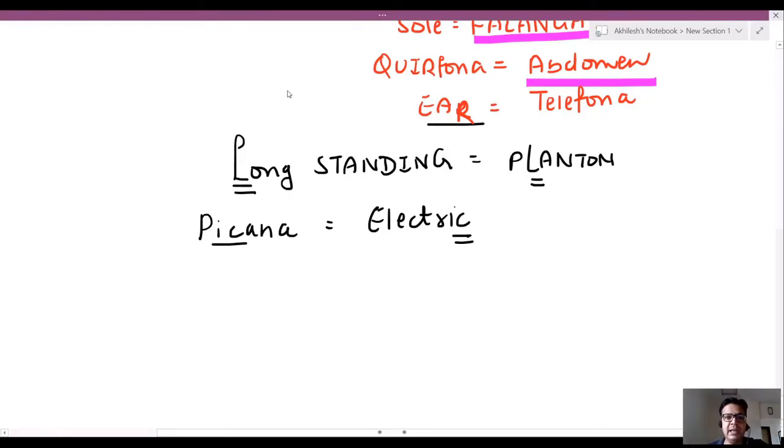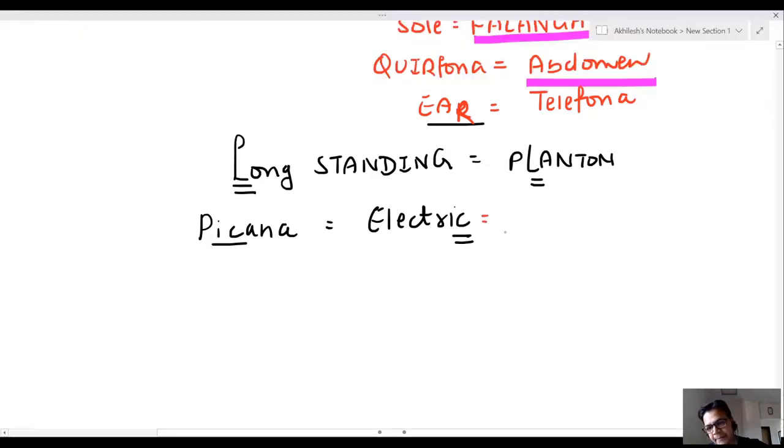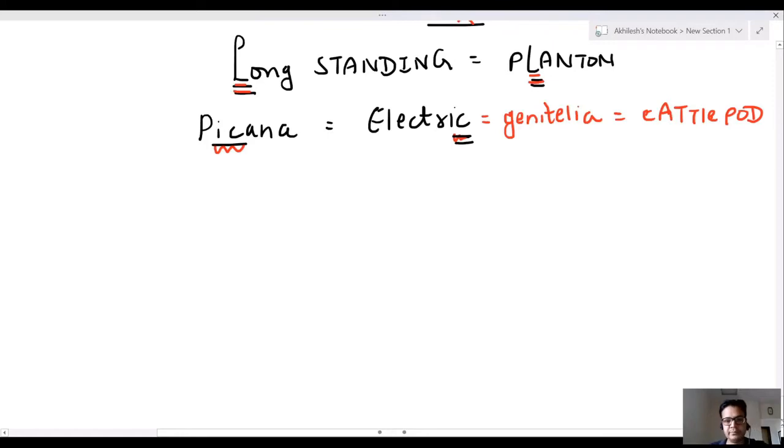But sir, electric torture on genitalia. If you have given electric torture on someone's genitalia, that is known as cattle pod. That's a very simple trick. PIC, electric IC. Long standing L, L for plantón.